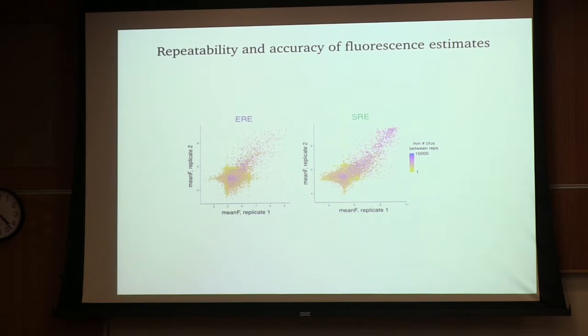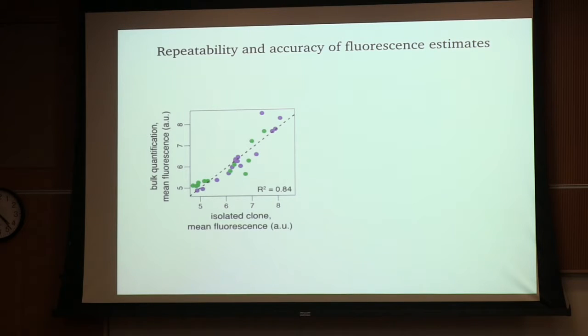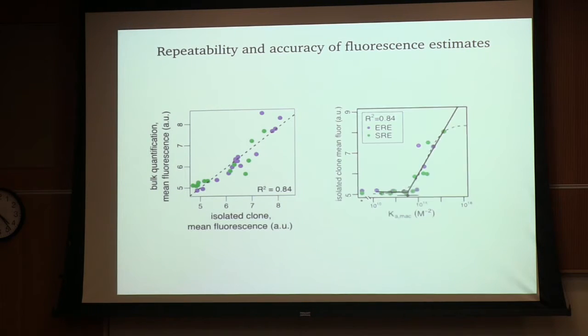Multiple replicates show good correlation from one replicate to the next on both response elements. Most of the scatter is on inactive genotypes anyway. The method for getting from the distribution to the estimate of mean fluorescence, he tested by comparing that estimate to the measured mean fluorescence of isogenic clones. And he finds a very nice correlation.